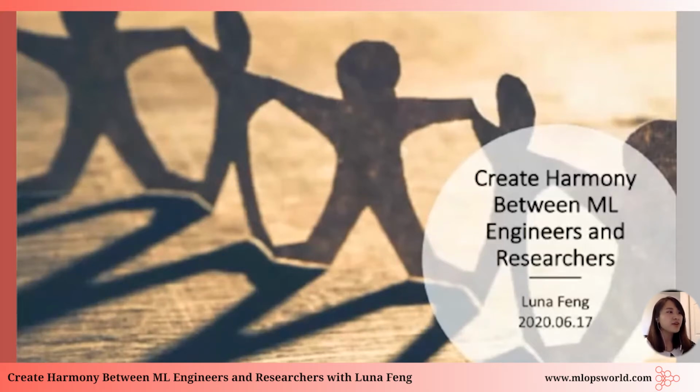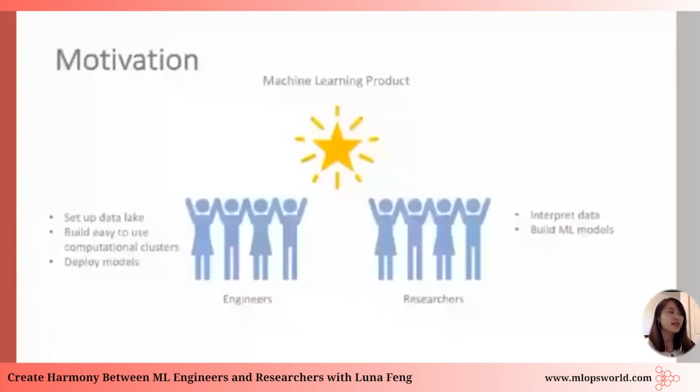So the motivation of this talk is that a successful machine learning product usually involves two important roles: machine learning engineers and machine learning researchers. And there is a big difference between the style of work and the background of those two roles. And this is also the reason why the leading technology companies have decided to have separate teams to focus on machine learning algorithms and machine learning engineering.